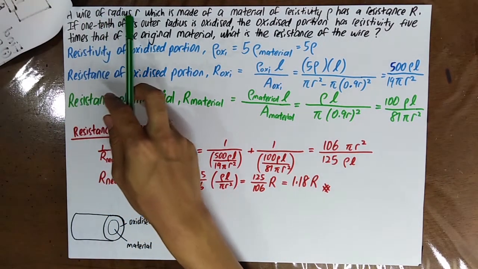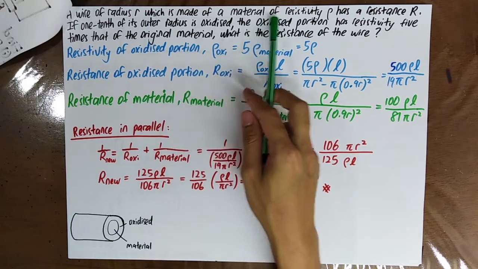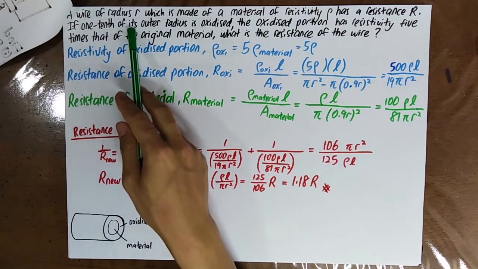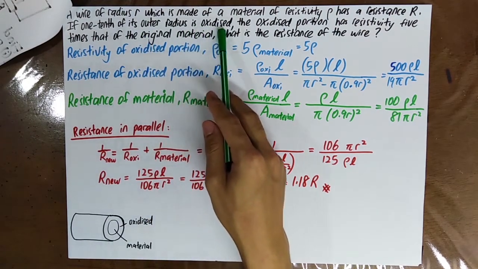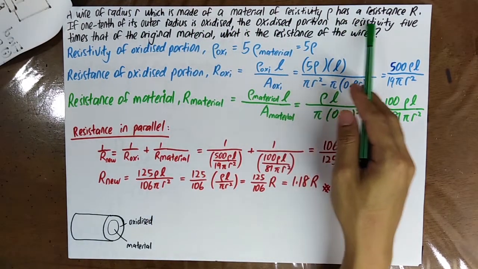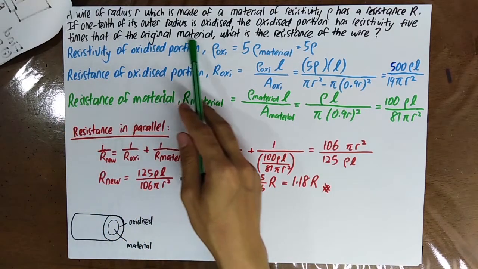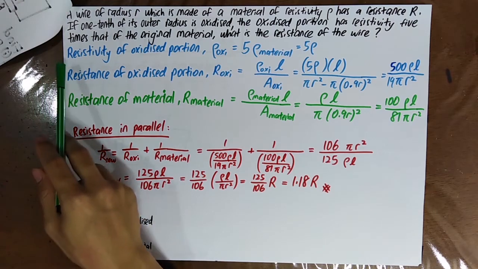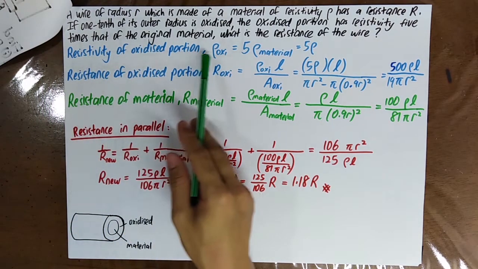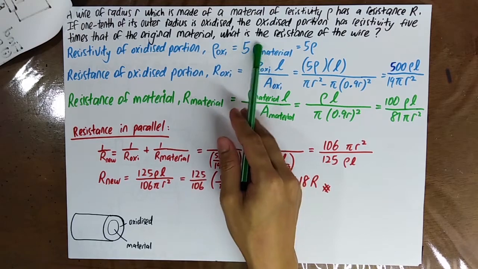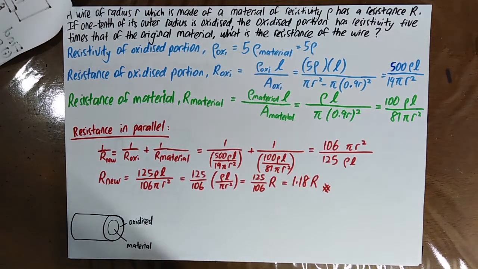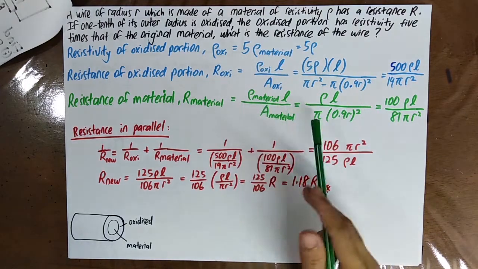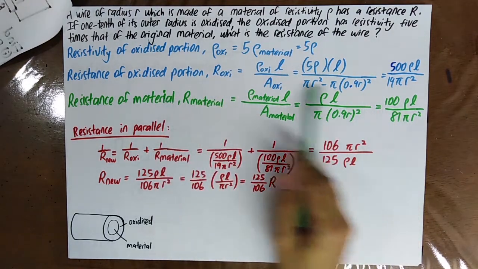A wire of radius R, which is made of a material of resistivity ρ, has a resistance R. If one third of its outer radius is oxidized, the oxidized portion has resistivity 5 times that of the original material. What is the resistance of the wire? Okay, you know that the resistivity of the oxidized portion is 5 times the resistivity of the material itself. And then you find the resistance of the oxidized portion and also of the material itself.